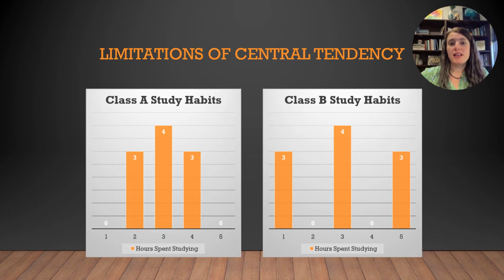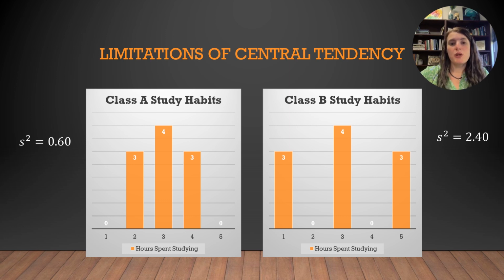So let's go back to our classroom study habit example. We know that the range has already differentiated the two classes, but what about the standard deviation? Now remember, I told you I wasn't going to make you calculate the variance, so I've provided it here for you. The variance of class A is 0.6, and the variance of class B is 2.4.